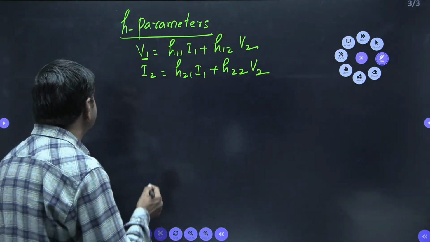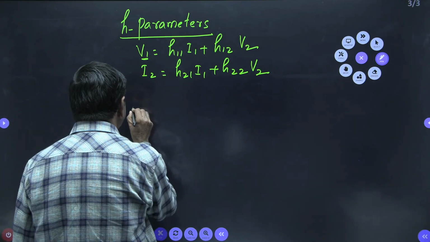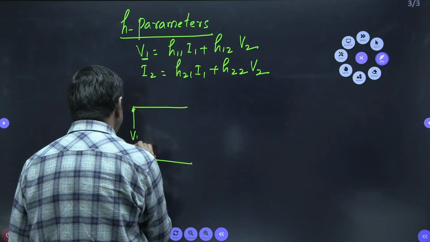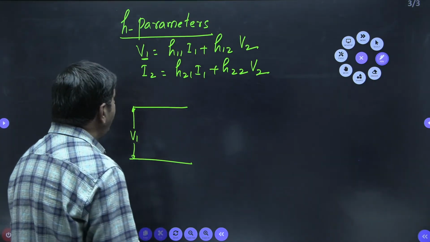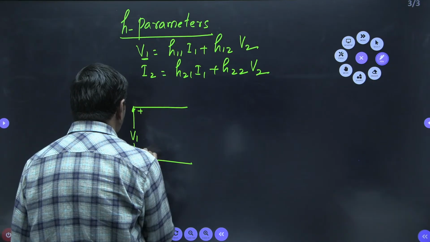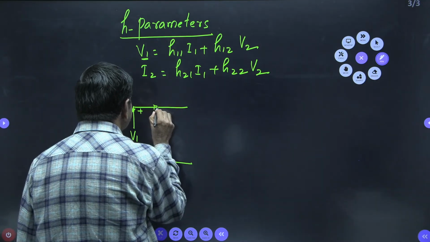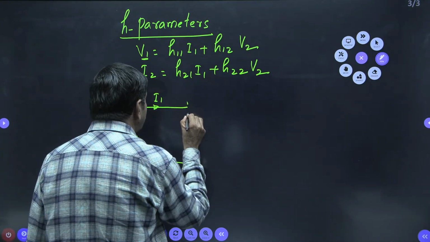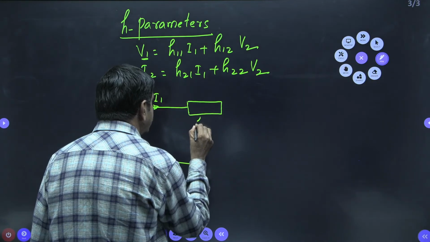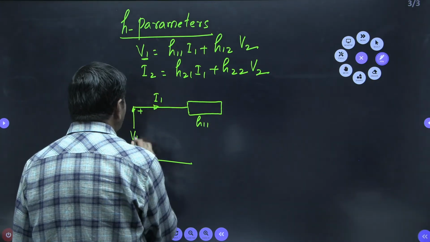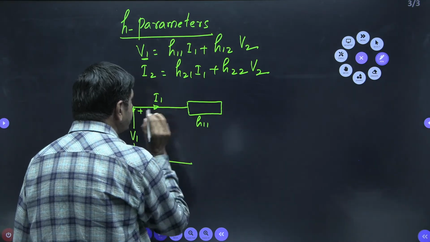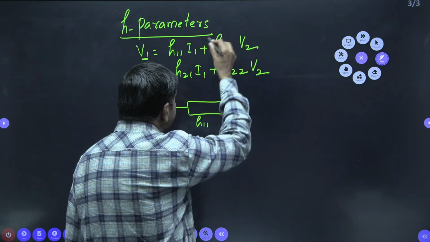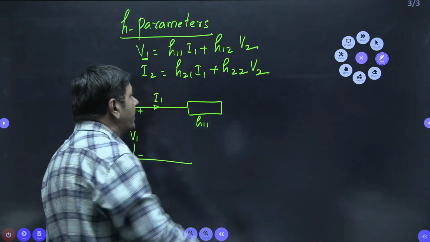I can draw the equivalent circuit in this way. We got V1 here, so we can connect V1 here. Because of this V1, a current I1 flows, because it is a Thevenin's equivalent circuit. But here you got H11, which they call the input impedance. So V1 equals I1 into H11. Then what about the next one? H12 into V2 is some other voltage, but this voltage depends upon the output parameter V2.